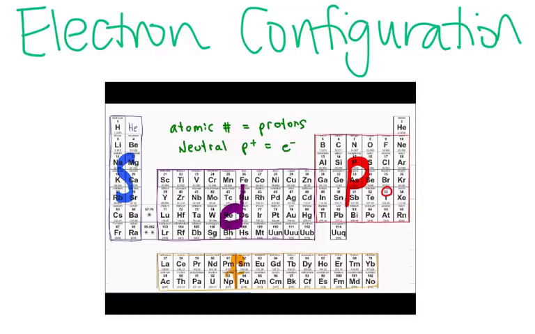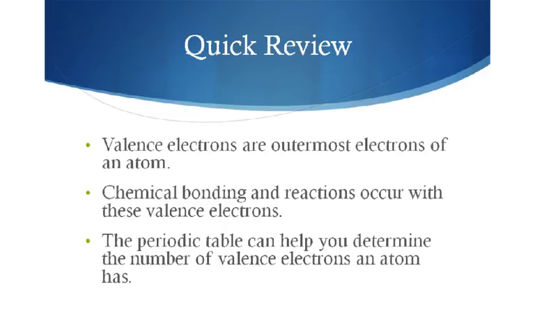In this lesson, we're going to review electron configurations. To quickly review before we get started, I want you to think about what valence electrons are. Valence electrons are the ones that do the interacting with other atoms. That is what makes chemical reactions and chemical bonding occur.